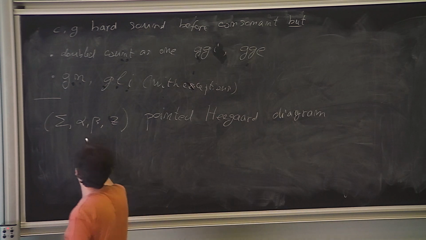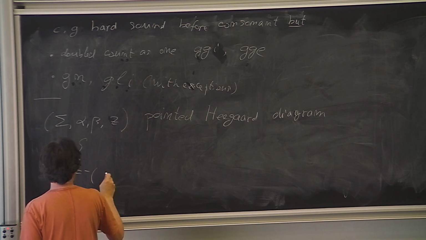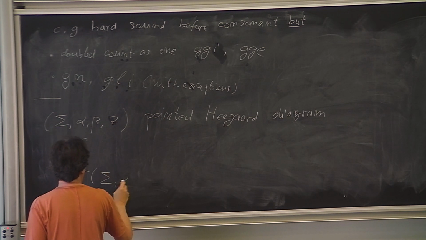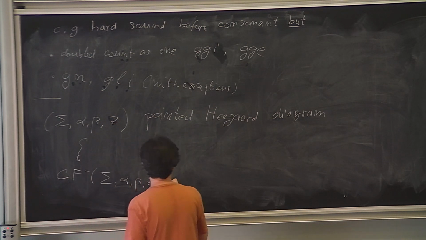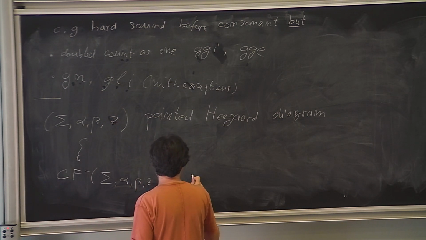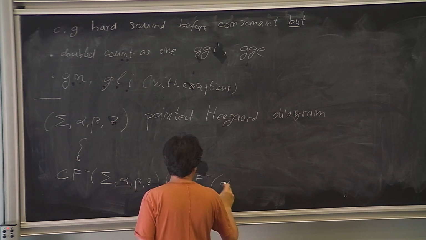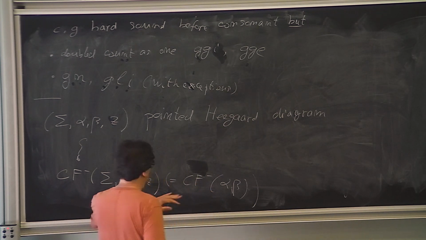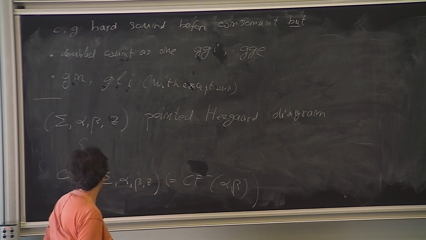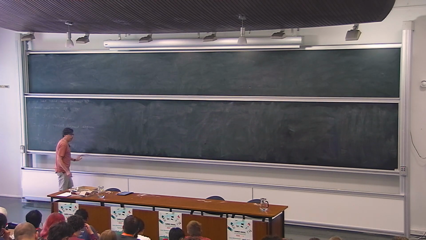From this, we'll construct a complex CF minus of (Sigma, alpha, beta, z), often abbreviated as CF minus of (alpha, beta) when Sigma and z are clear from the context. And from this, all the other ones will follow by algebraic operations.